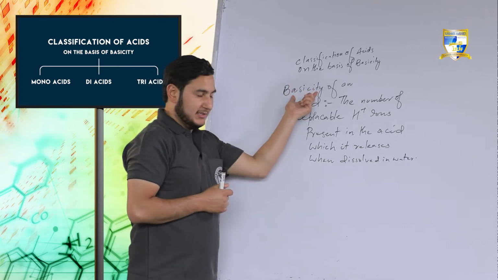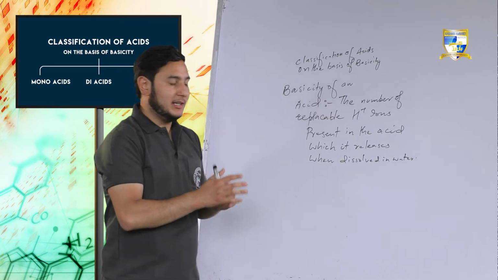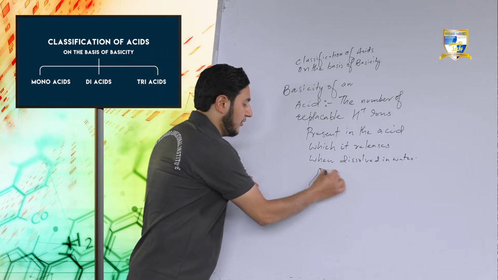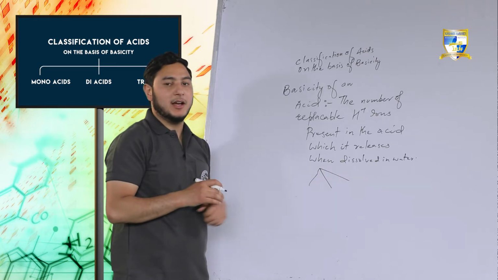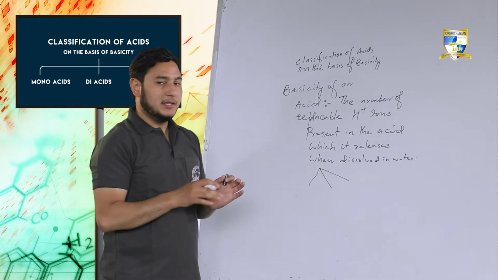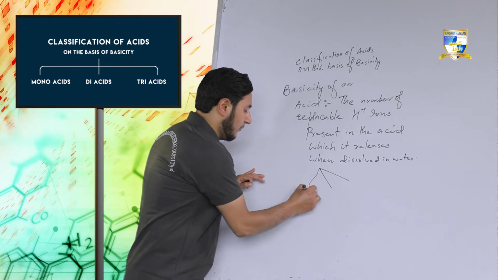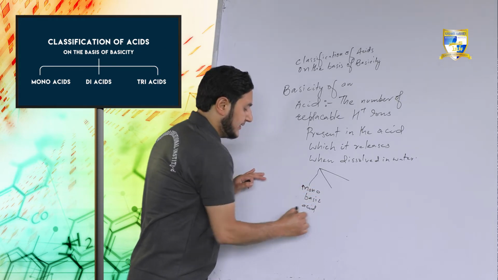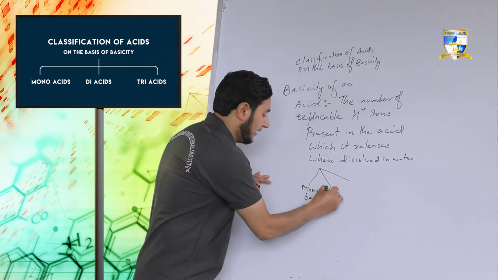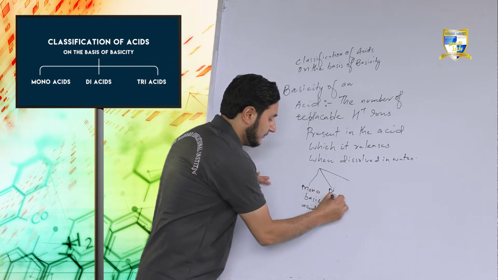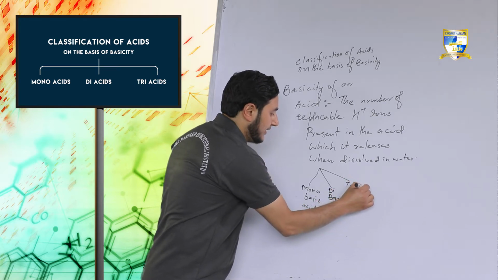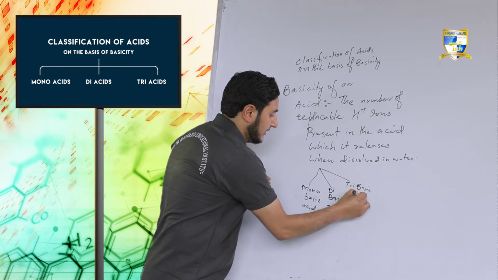On the basis of basicity, acids are broadly classified into three categories: monobasic acid, dibasic acid, and tribasic acid.